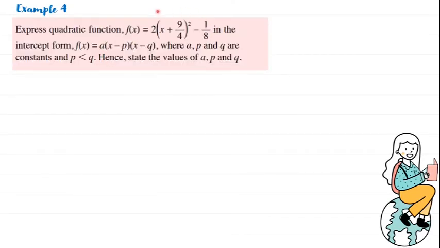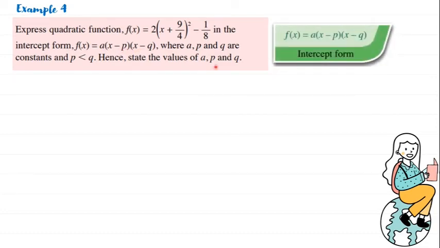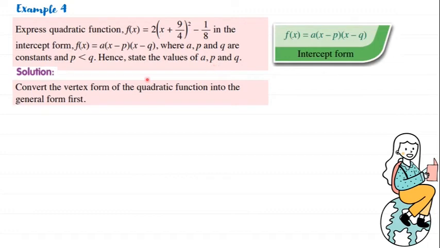Express the quadratic function, this one, in the intercept form, where a, p, and q are constants, p less than q. Hence, state the value of a, p, and q. So now, this one, we want to change into an intercept form. So this is the intercept form. Okay. So solution, how to solve it? Convert the vertex form of a quadratic function into the general form first, before we can change it into intercept form. We cannot go directly from vertex form to the intercept form. So we have to do one by one. Okay, general form first.